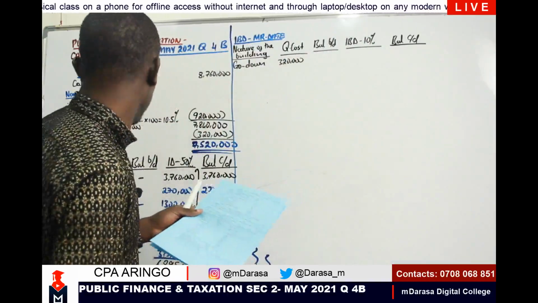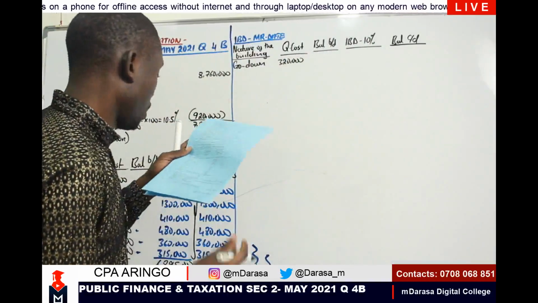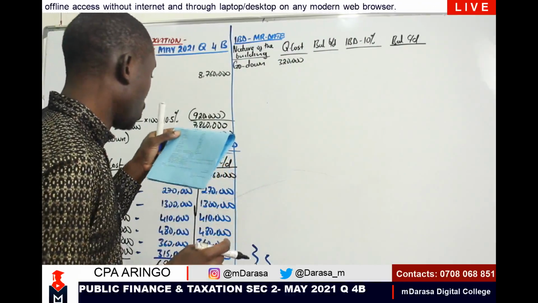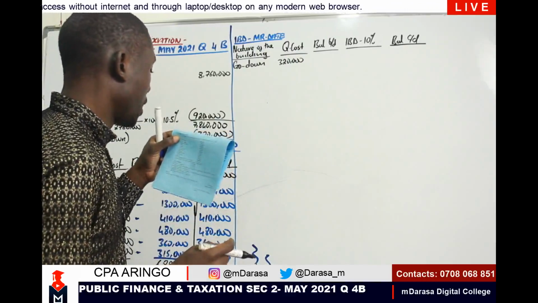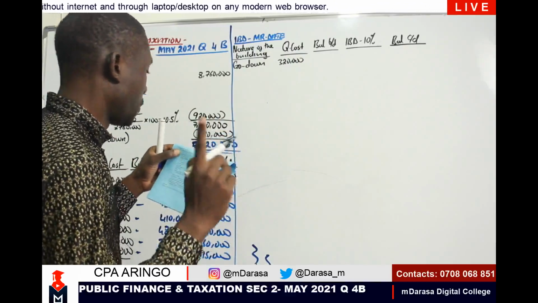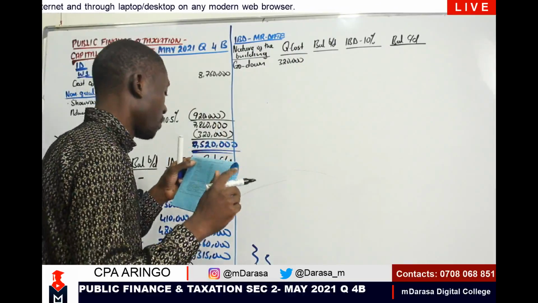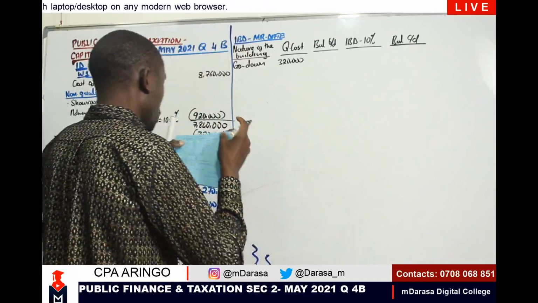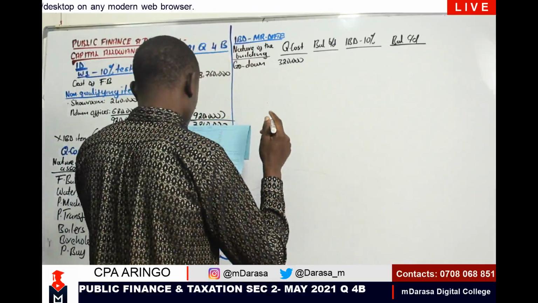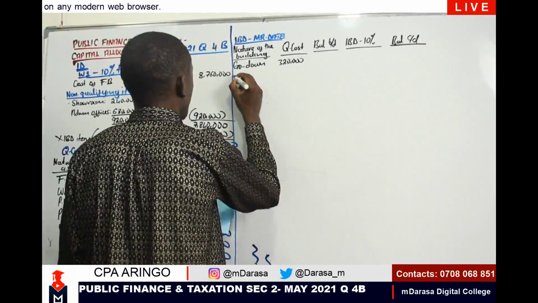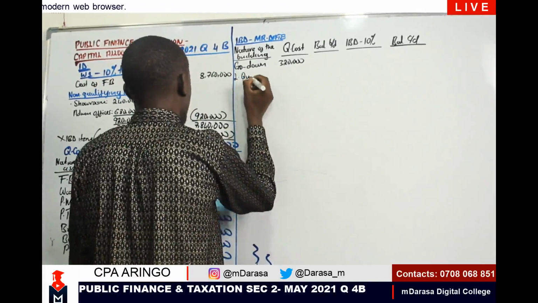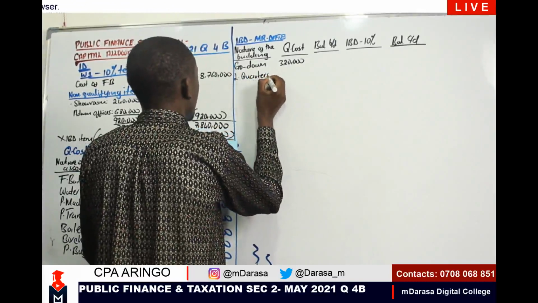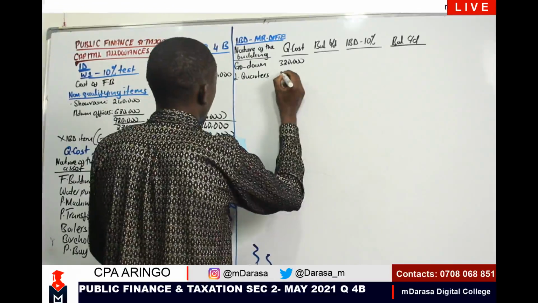So after we do have that case clearly, we can proceed after godown and always be very keen with the date factor. So after we have our godown, we can proceed to labor quarters. I'm having labor quarters here. And labor quarters was given a figure of 920,000.